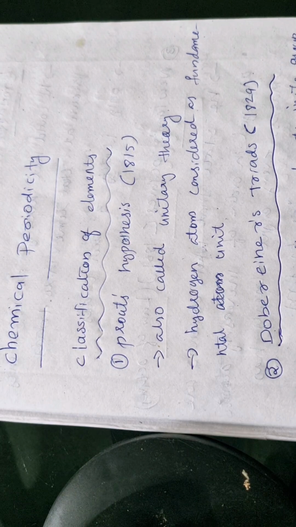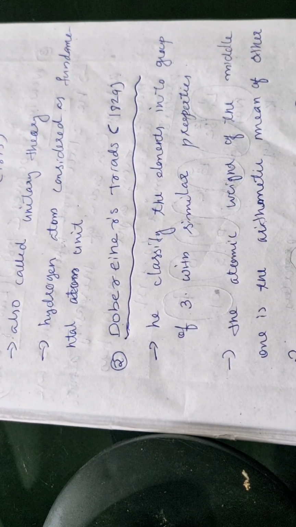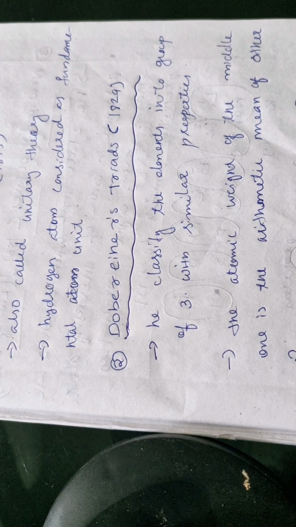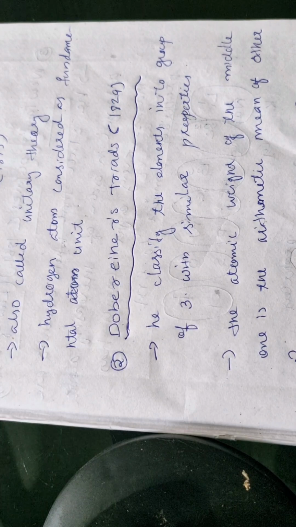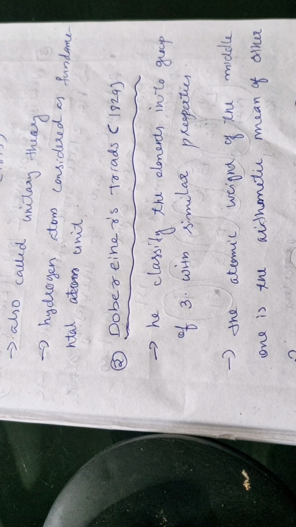Okay. The second one is Dobereiner's triads, and this was made in 1829. What are triads? Triads means 3. So he classified the elements into groups of 3 with similar properties, based on their atomic weight. He thought that in each group of 3 elements, the atomic weight of the middle element is the arithmetic mean of the other 2.